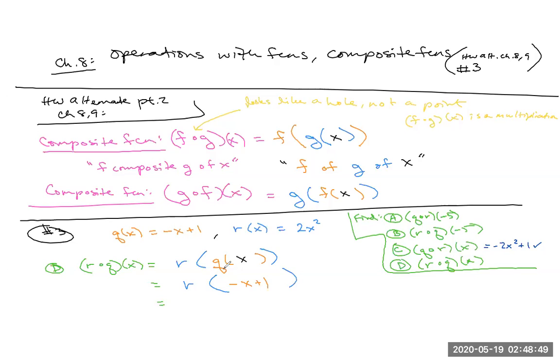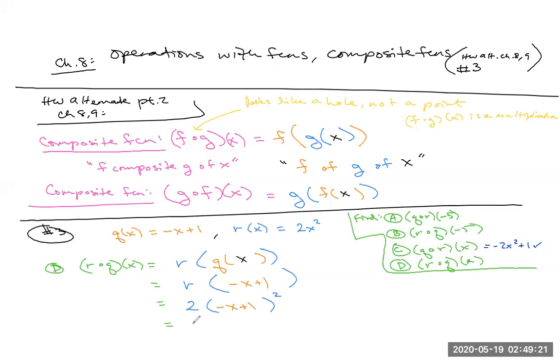All right, so now wherever you see x in the function R of x, you're going to be plugging in negative x plus 1 instead. So you have 2 times the quantity squared. That quantity that's squared should be negative x plus 1. Now, if you weren't asked to simplify this, you could technically leave it like this, okay? But let's actually expand it just to see what happens.